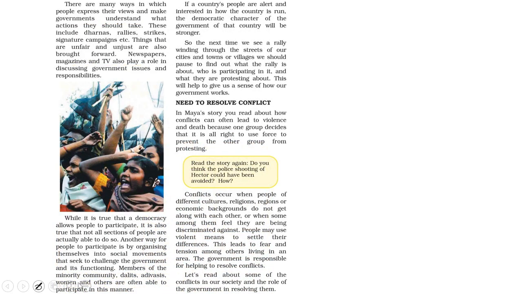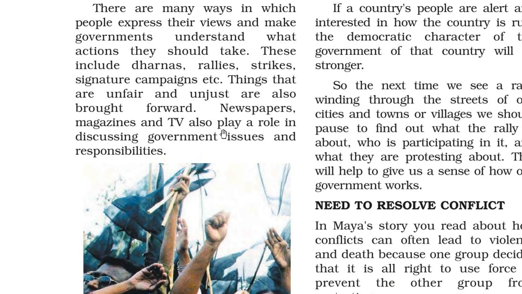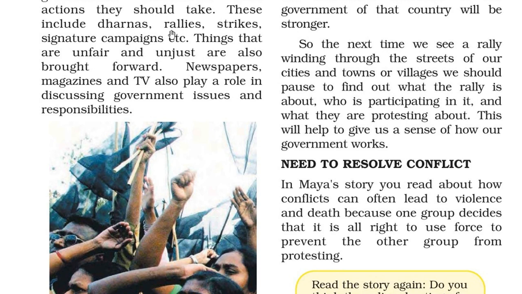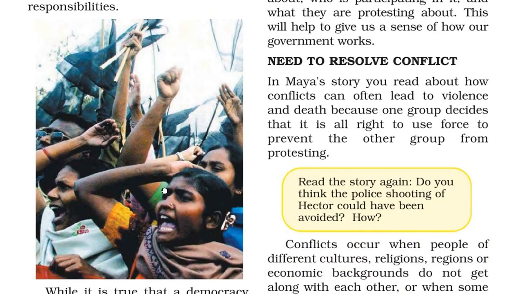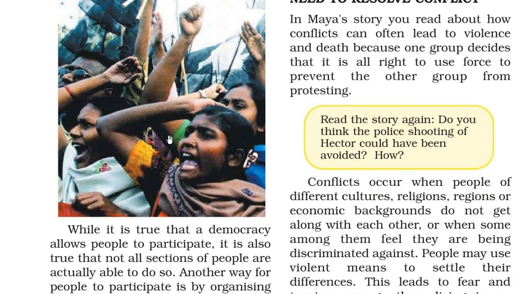So there are many ways in which people express their views and make government understand what action they should take. We just saw a few cuttings, photographs and cartoons. These include the dharnas, the rallies, the strikes, the signature campaigns, etc. So things that are unfair and unjust are also brought forward. Newspapers, magazines and TV also play a role in discussing government issues and responsibilities. So this is a picture of protest. People are not liking something or they want something, government has to do according to that.